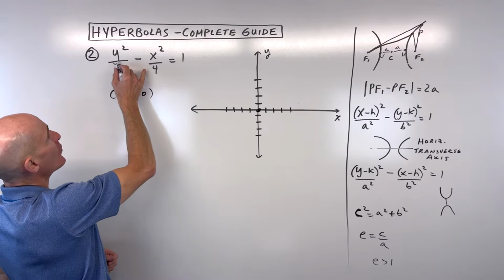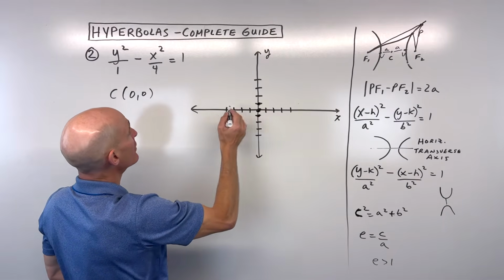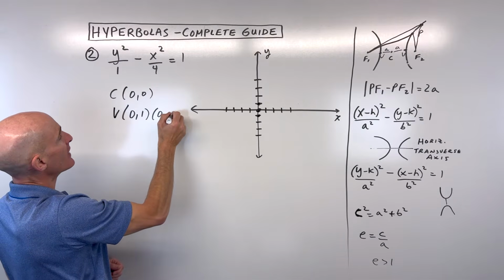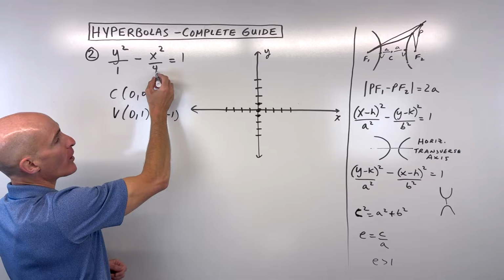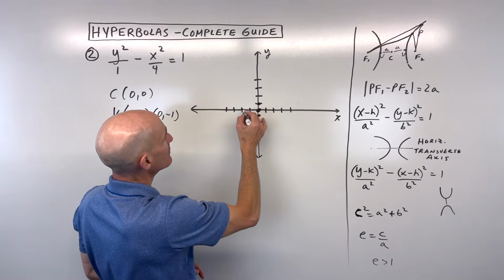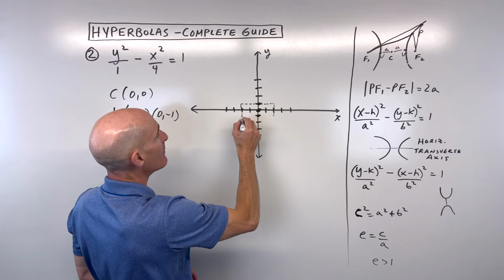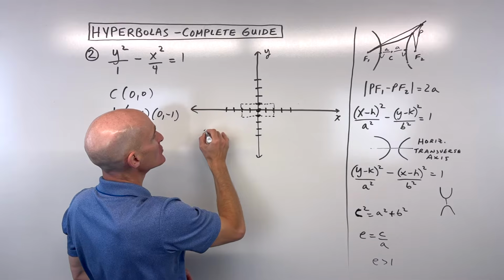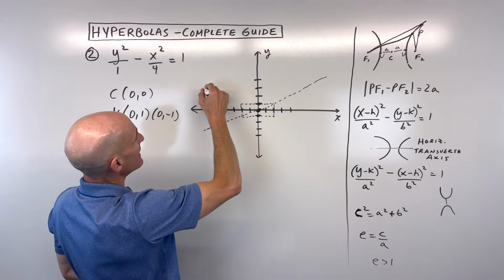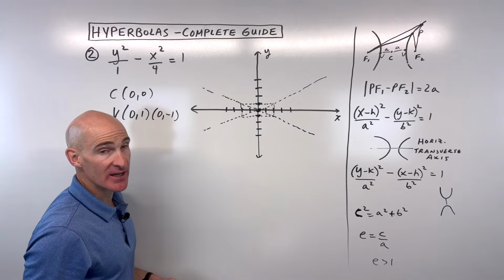And we can see that in the y direction, we're going to be going up and down 1. So up 1, down 1. That's where our vertices are located at, so 0, 1, and 0, negative 1. The 4, we're going to go the square root of 4, 2 in the x direction, plus or minus 2. And remember, we're going to draw that rectangle, that dashed or dotted box, through those points. We're going to use the corners of the rectangle and the center point to draw our asymptotes. That gives us an idea about how wide or how narrow our hyperbola is.